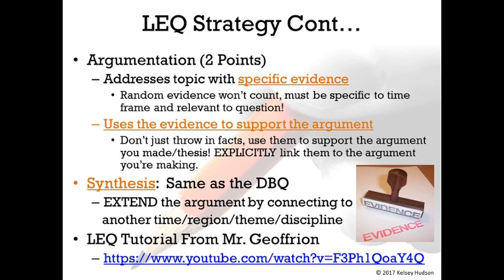So to review, the intro is mainly the thesis, at least 2 body paragraphs where you answer the question through the historical thinking skill, using as much evidence as you can muster, and a conclusion that restates your thesis and discusses something beyond your argument, which is the synthesis.